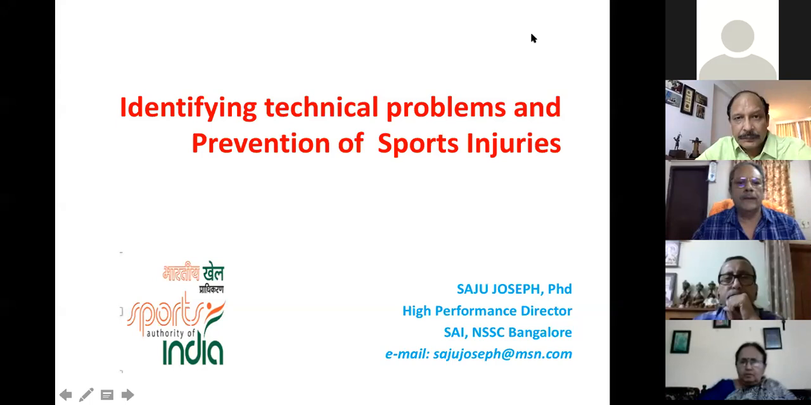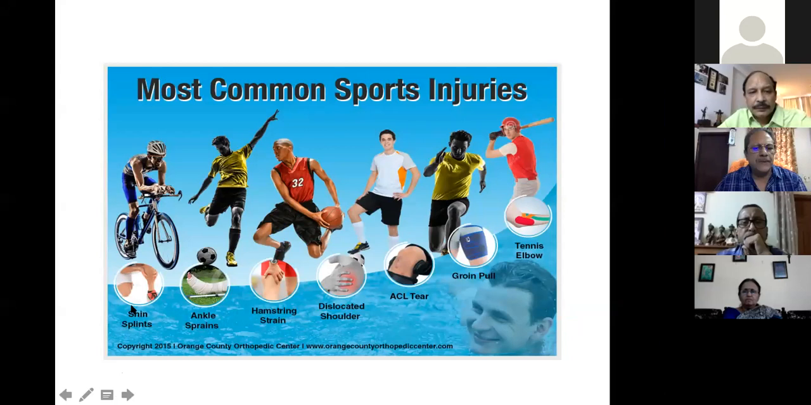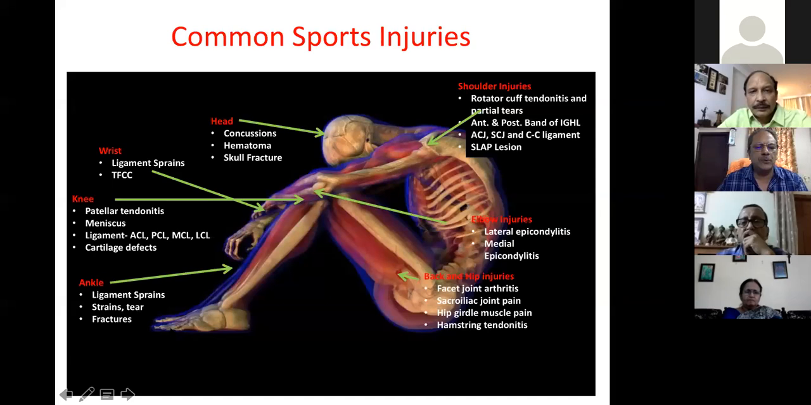Okay. So the topic today is identifying technical problems and prevention of sports injuries. The most common sports injuries are shin splints, ankle sprains, hamstring strain, dislocated shoulder, ACL tear, groin pull, tennis elbow. And if you look into each and every joint, sports persons get injured. So here, actually, this arrow is supposed to be at the ankle.